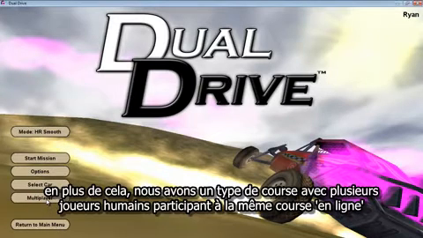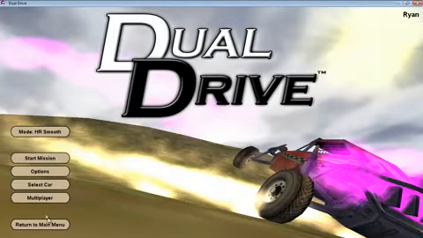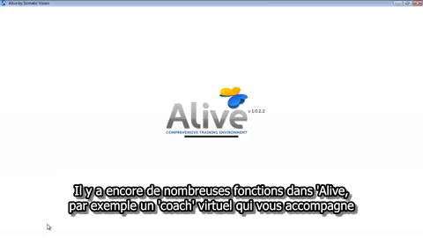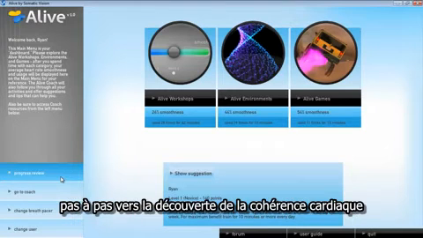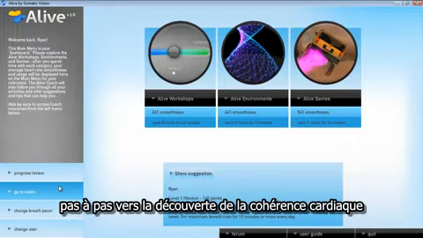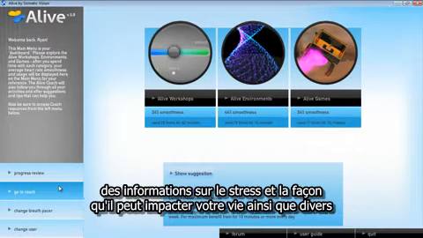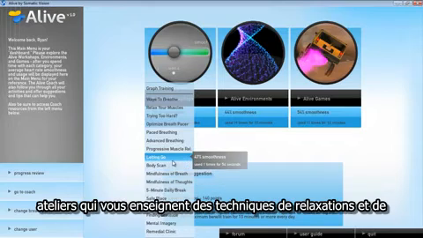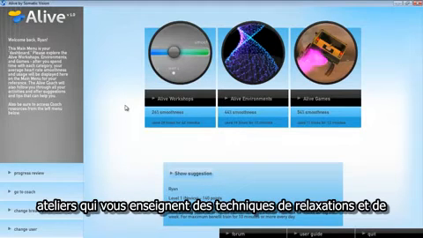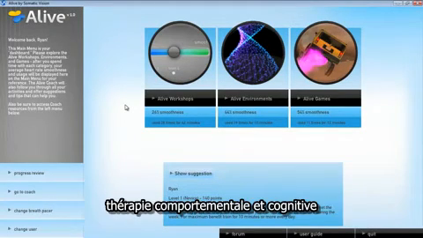In addition, we now have a multiplayer aspect, so people can be playing online against each other, competing in that way. There's many other parts of Alive. There's a coach that takes you step by step through learning about heart rate variability and stress and its impact on your life, and there's various workshops that teach you relaxation techniques and some cognitive behavioral therapy.